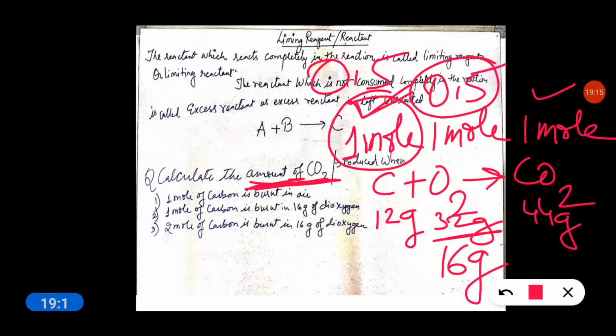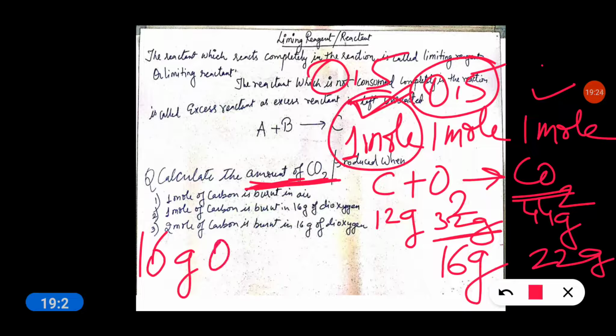So you will get half mole of CO2, which means 22 gram. So with 16 gram of oxygen, you will get 22 gram of CO2, and the carbon will be left over, that is the excess. O2 is the limiting reagent.